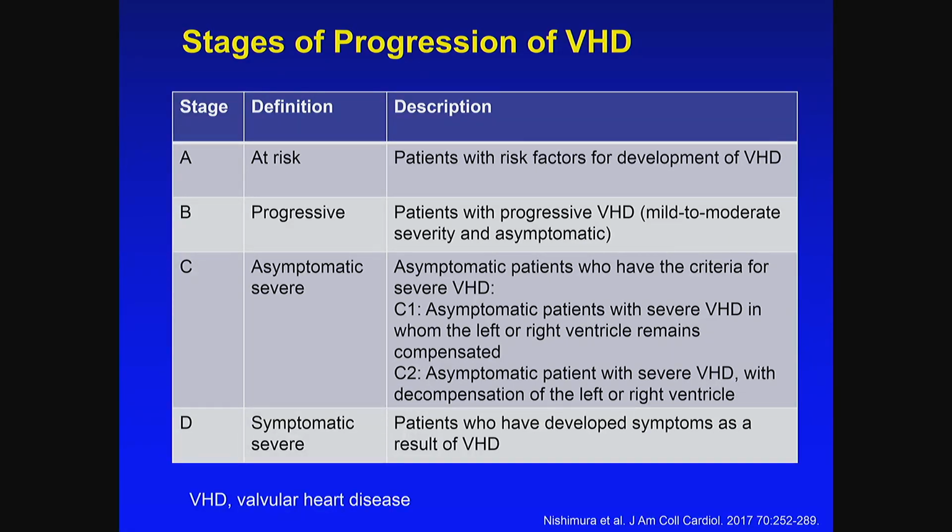Stage C patients have severe valvular dysfunction, but remain asymptomatic. Stage C1 are asymptomatic patients where the right or left ventricle remains compensated, whereas stage C2 are asymptomatic patients with decompensation of the ventricle. And then those patients in stage D are both symptomatic as well as with severe valvular dysfunction.